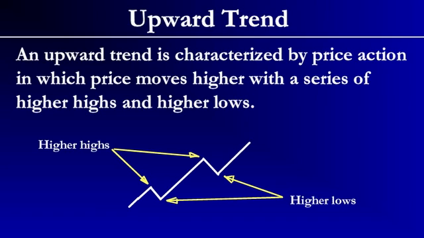In an upward trend, you'll find that an upward trend is characterized by price action in which price moves higher with a series of higher highs and higher lows. If you look at the figure on the screen, you'll see a zigzag line that's going up, a white line. That is a line that's really drawing a line between the starting point, a high, a retracement to a low, a movement back up to a new high, back off to a higher low, and then moving on higher. That series of higher highs and higher lows is characteristic of an upward trend.